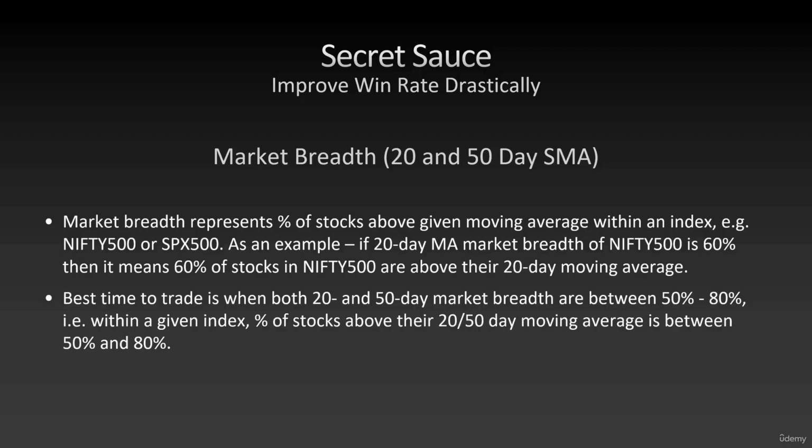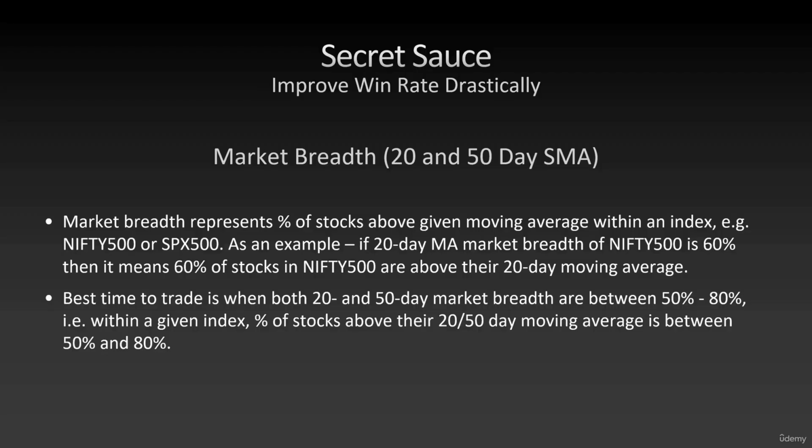Market breadth represents the percentage of stocks above a given moving average, as we are saying 20 and 50 in this case, within an index. For example, the index could be Nifty 500, it could be S&P 500. So if the 20-day market breadth of Nifty 500 is 60%, then it means 60% of the stocks in Nifty 500 are above their 20-day moving average. And if 60% of the stocks are above their 20-day moving average, that means a lot of stocks are moving in the up direction, right?